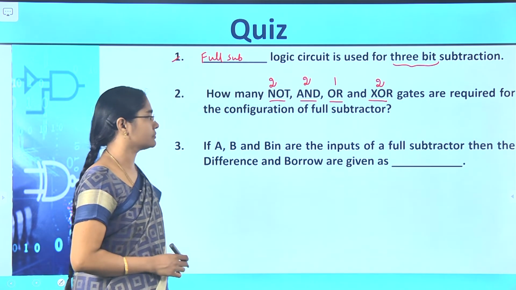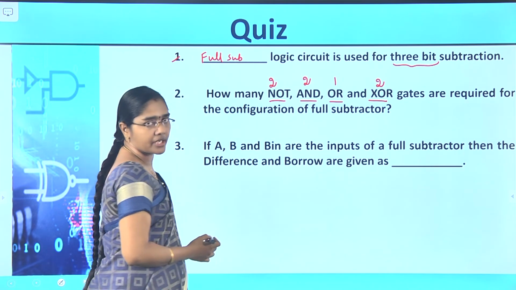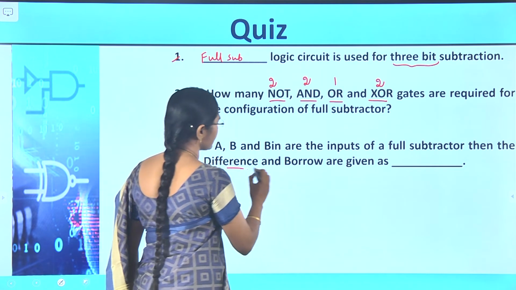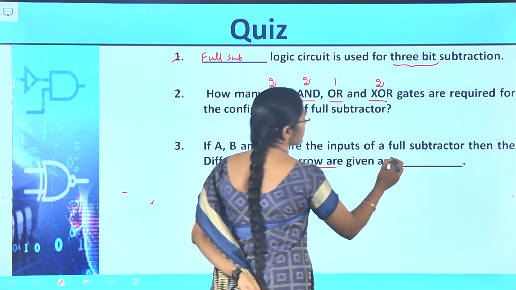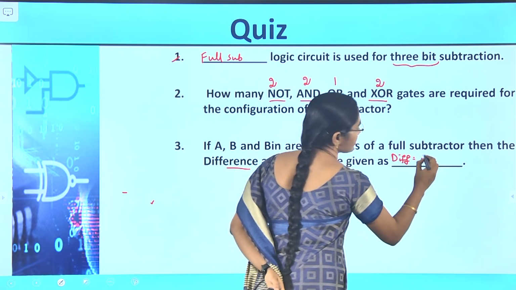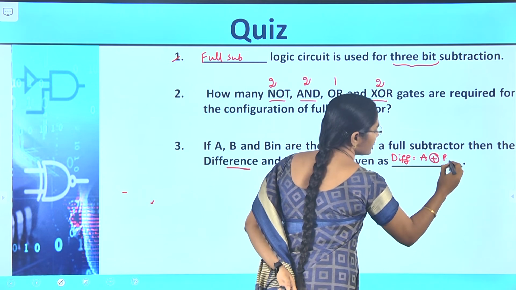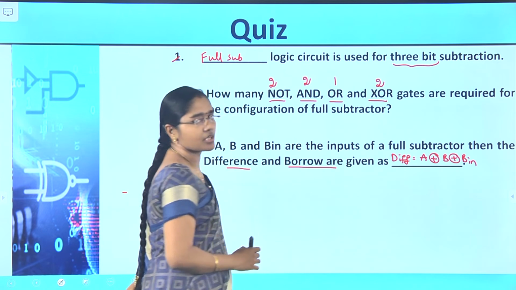Okay. Next, if A, B and B in are the inputs of a full subtractor, then what are the difference and borrow equations? What is the difference equation? The difference equation is A XOR B XOR B in. This is the difference equation.